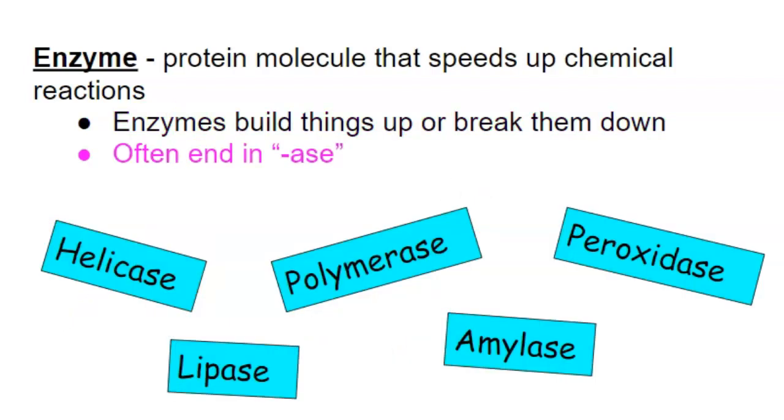Enzymes often end in ASE. I have some examples down below. Helicase unzips DNA. Polymerase helps add new nucleotides to DNA. That was way back in our DNA unit. Lipase, we're going to learn about it, digests fats. We know amylase already, digests carbs. The one protein enzyme we learned about was the one in the stomach, pepsin, that digests proteins. That one does not end in ASE. That's one of the few exceptions here, but most of the time they're going to be ending in ASE.